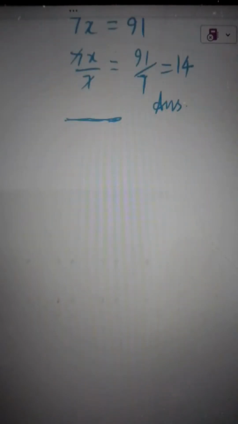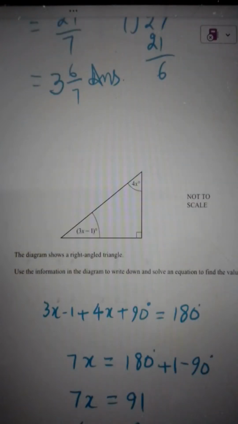This is Cambridge International, Cambridge Assessment International. Another right angled based question is next for us. Question number 22.